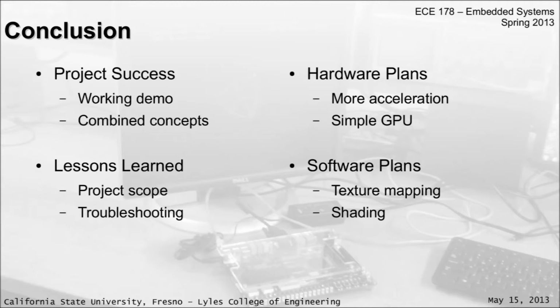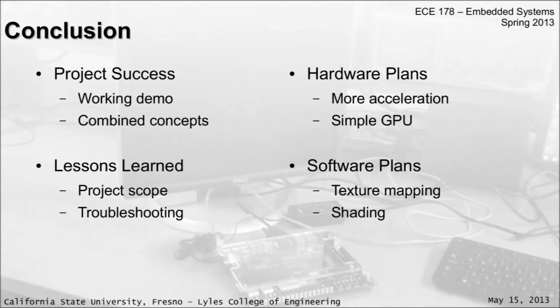Some lessons learned. The project scope was initially very vast. Now, there was an initial design for vector acceleration. The progress was made there. However, there just wasn't enough time in the semester to complete it. So that will be potentially used for another project. Troubleshooting was definitely an issue. The DMA fill buffer problem occupied a good solid couple of days.